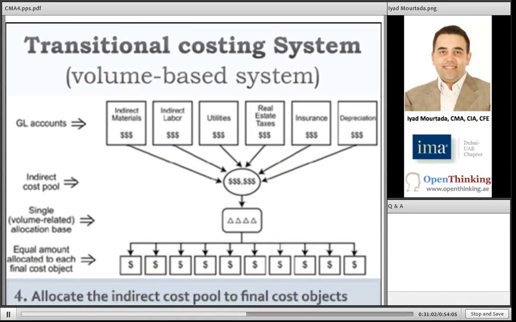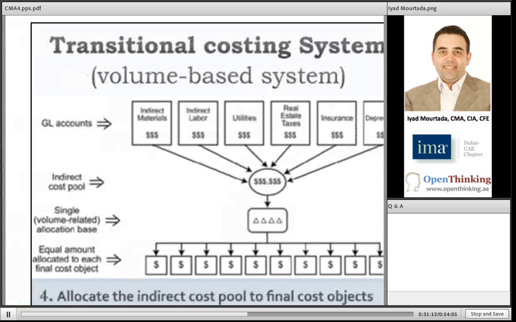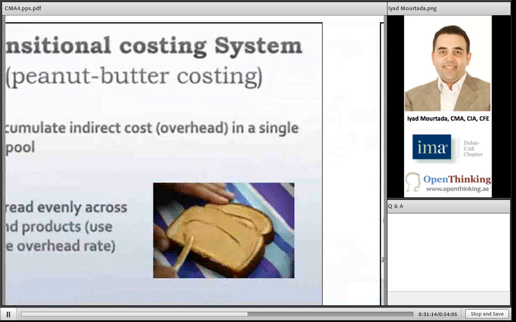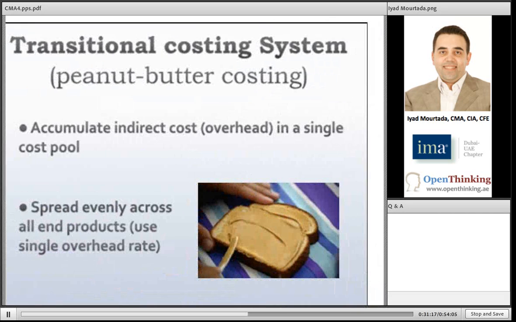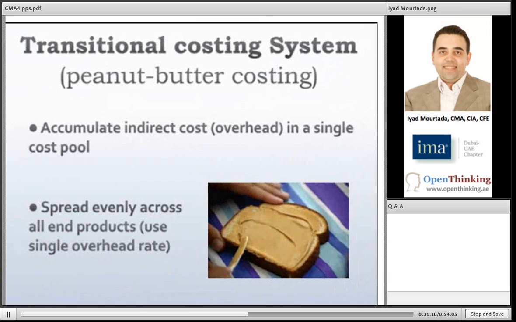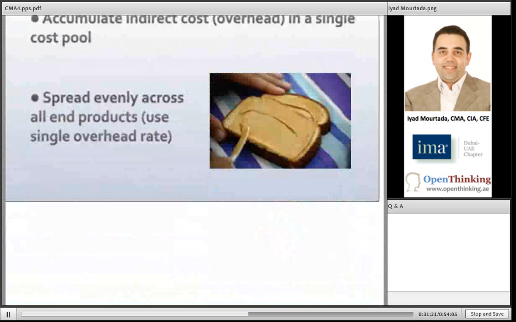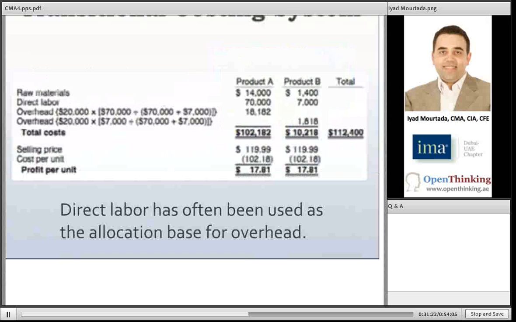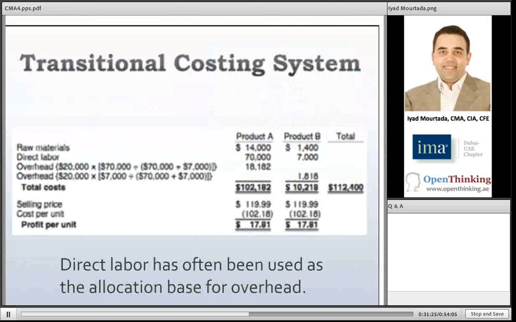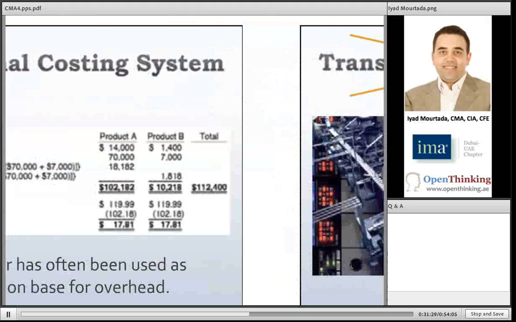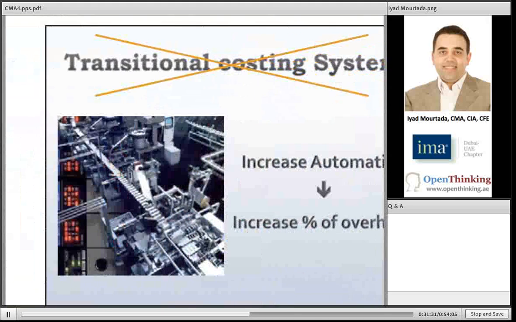We look at the traditional way, and we say, oh my God, we look at all the accounts, we put them in one cost pool, and after that, we spread it all over. Is this really nice? Is this volume-based system really giving us accurate results if you are producing different items? And the answer is no. And why is it no? What happened for us to move from this traditional method of applying all the costs directly to the unit to the new method?